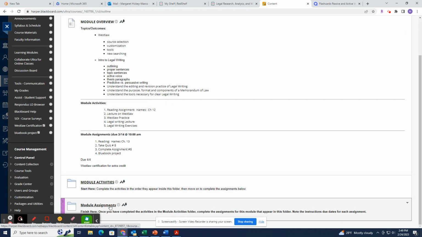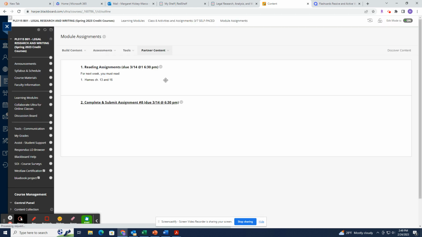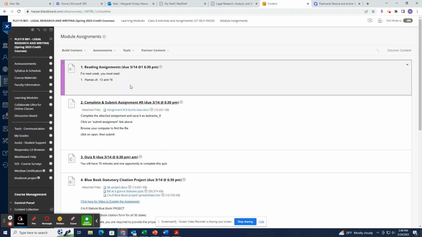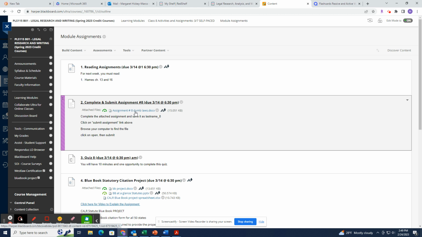So it looks like a lot, but some of the stuff has been assigned for a while. Okay, so we have reading assignment. What we're going to do for your assignment for next week is just continue to practice on Westlaw and do some statutory searching. I call this my dumb laws assignment, and it's laws in a bunch of states that maybe are silly. So I want you to do the research, give me the correct citation, and answer the question. Okay. So that's your main homework.